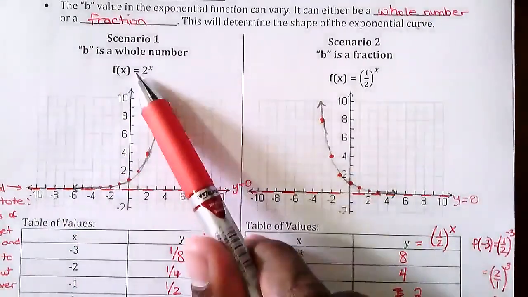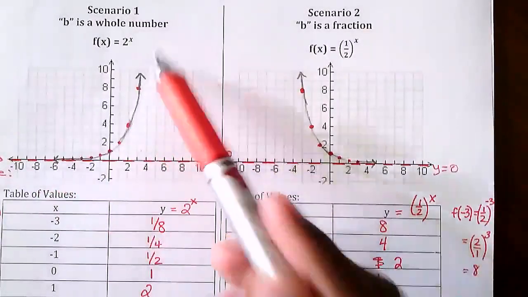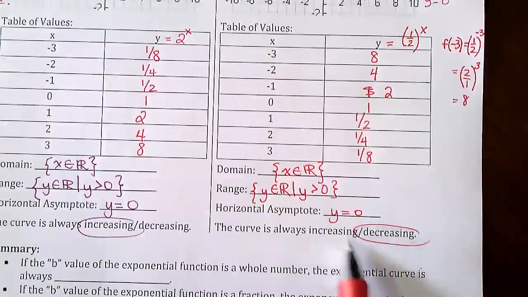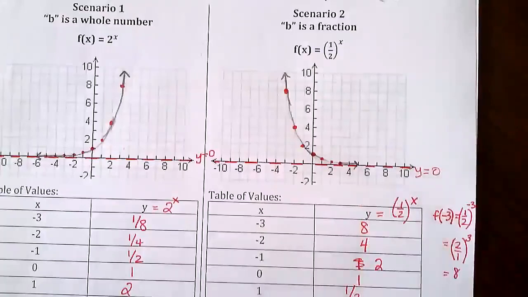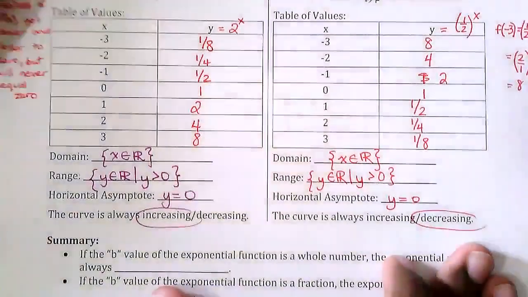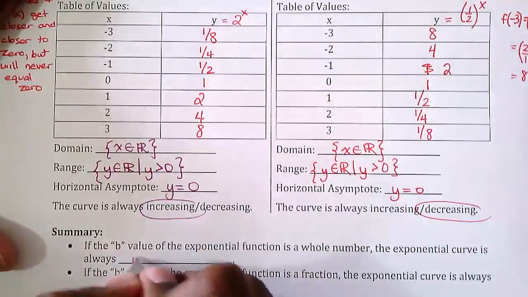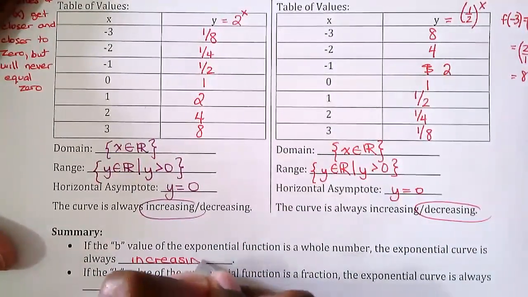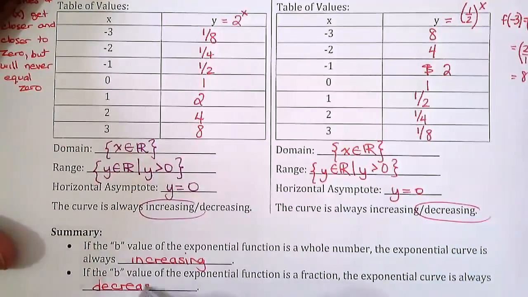The difference really is whether the curve is increasing or decreasing. If you have a whole number as your base, the curve will be increasing, so it starts lower and then goes higher and higher. Whereas if your b value is a fraction, your graph is decreasing. So you start much higher and get smaller and smaller with respect to the y values. So the summary here then, if the b value of an exponential function is a whole number, the exponential curve is always increasing. Whereas if the b value is a fraction, the exponential curve is always decreasing. And that's the main takeaway message here.